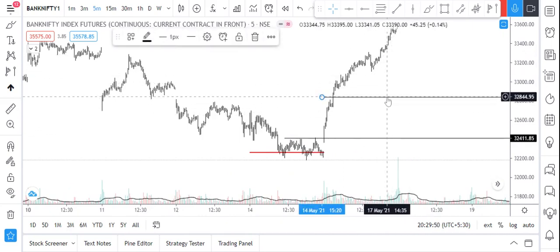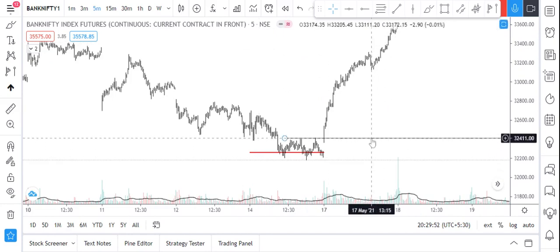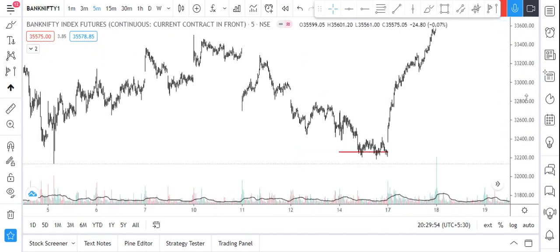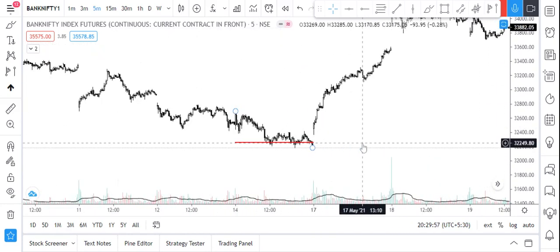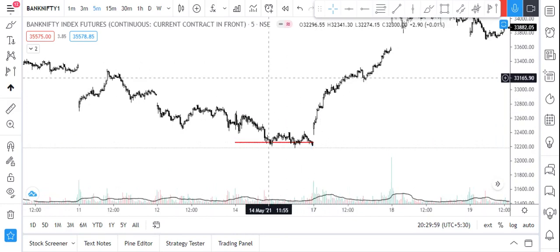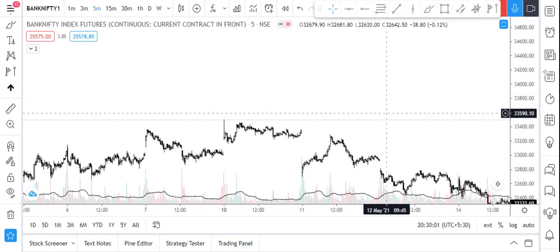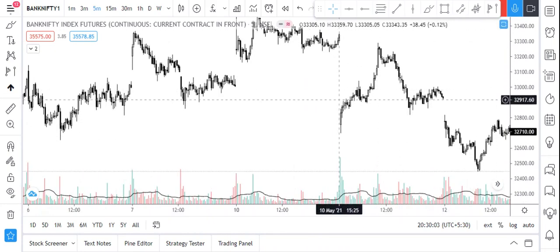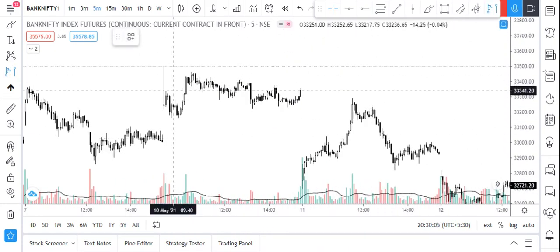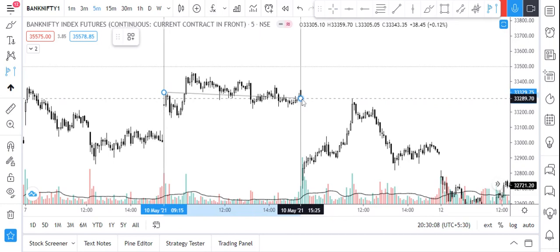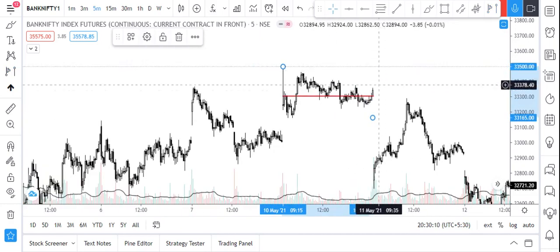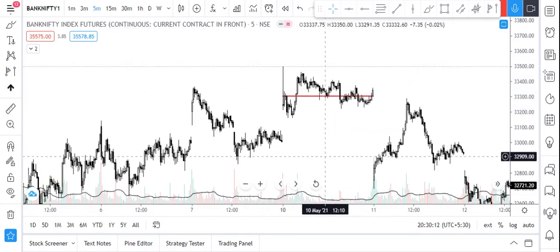So this is some food for thought, and everybody should go and spend at least 1 or 2 hours with this particular HVN theory and test it out for yourself. Whenever you feel confident, only then trade on this, because this particular thing requires a lot of time and practice. So that's it for today's video.